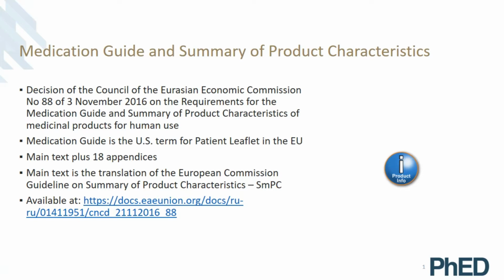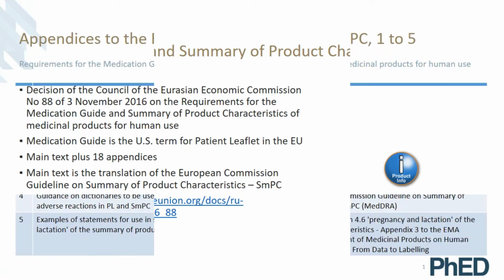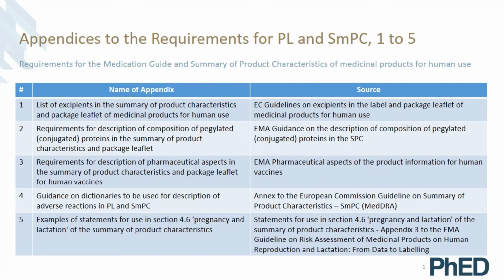The requirements consist of the main text and 18 appendices, all sourced from the EU legal acts and guidelines. The main text corresponds to the main text of the European Commission Guideline on Summary of Product Characteristics. Appendix 1 contains a list of excipients in the Summary of Product Characteristics and Package Leaflet of Medicinal Products for Human Use and corresponds to European Commission Guidelines on excipients in the label and Package Leaflet of Medicinal Products for Human Use.